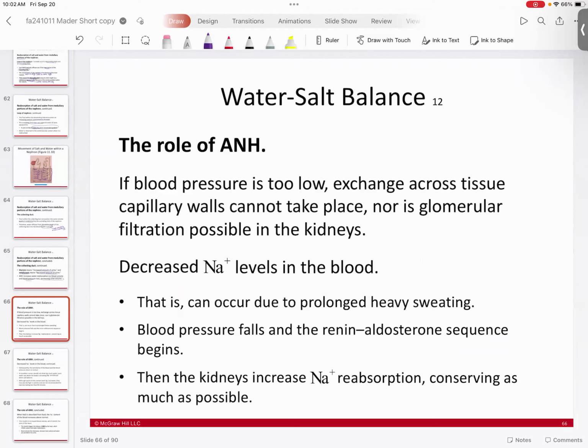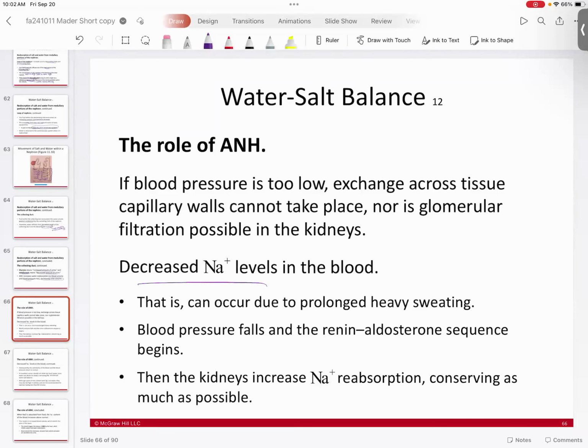So now ANH, remember this is the atrial natriuretic peptide. Basically, if the blood pressure is too low, your exchange can't take place, so the pressure starts to crash. And so this will basically drop the blood pressure, but you can't go too low, right? If you have an overactive ANH, it's going to dump that sodium into the urine stream, which means you're going to have a sodium level crash. You're going to decrease sodium levels.